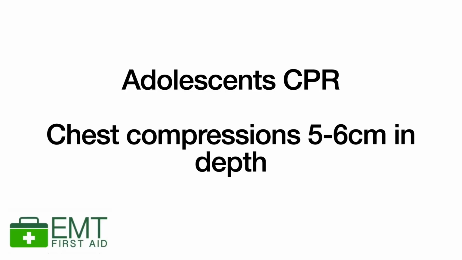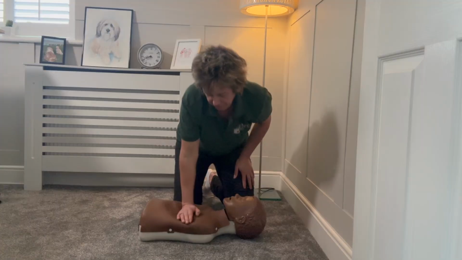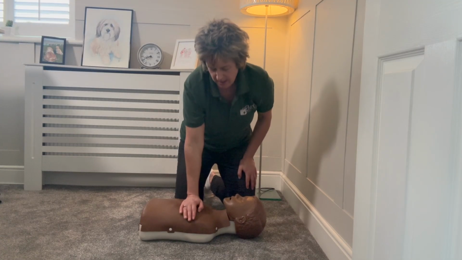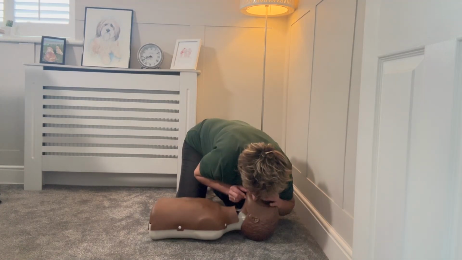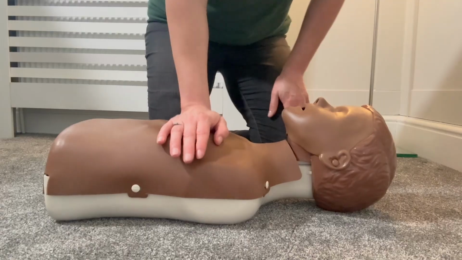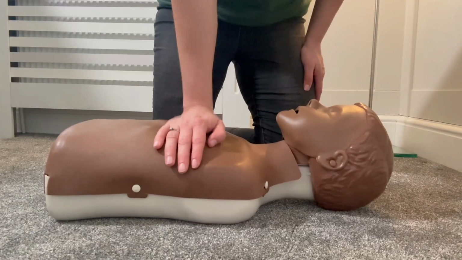Now, for an adolescent, you're actually going to push down a little bit harder, 5 to 6 centimetres in depth. Now, depending on the size of them and your ability to be able to do compressions effectively, you might need to use 2 hands, and that is fine. But at the same time, 1 hand might also be adequate depending on the size of the casualty. So you just got to keep on going. 15 chest compressions and 2 rescue breaths.